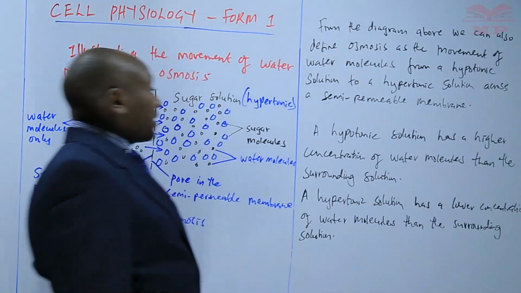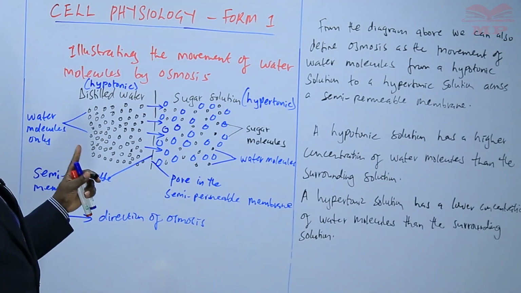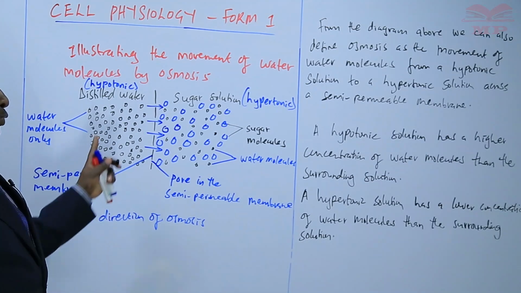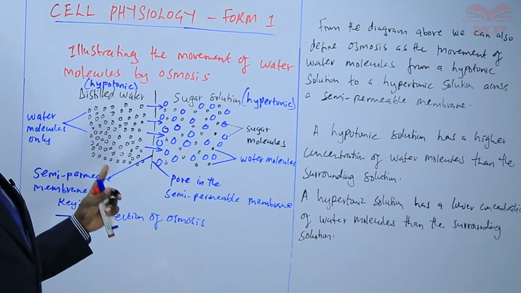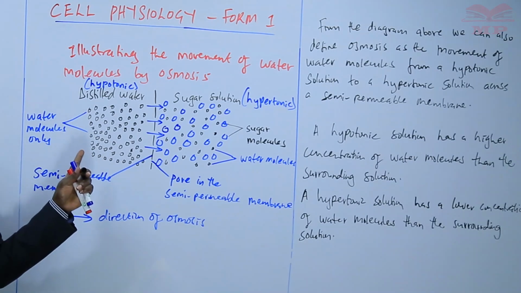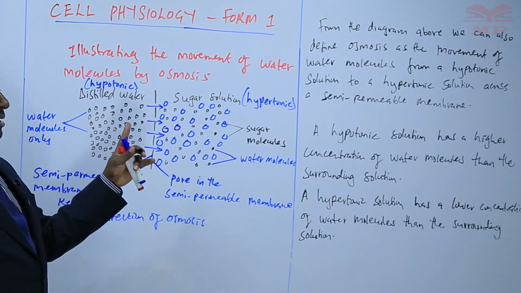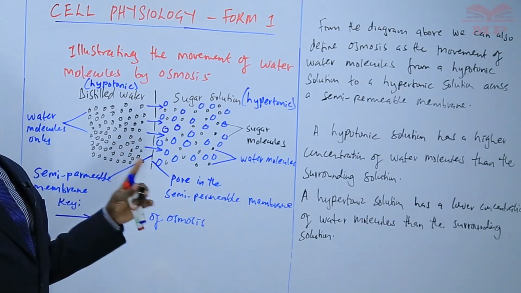Now, if the two solutions have the same concentration of water, then there is no osmosis that will take place. There is no osmosis if they have the same concentration of water molecules. And that's why we say that osmosis takes place until the solutions have equal concentration, or the solutions are at equilibrium.